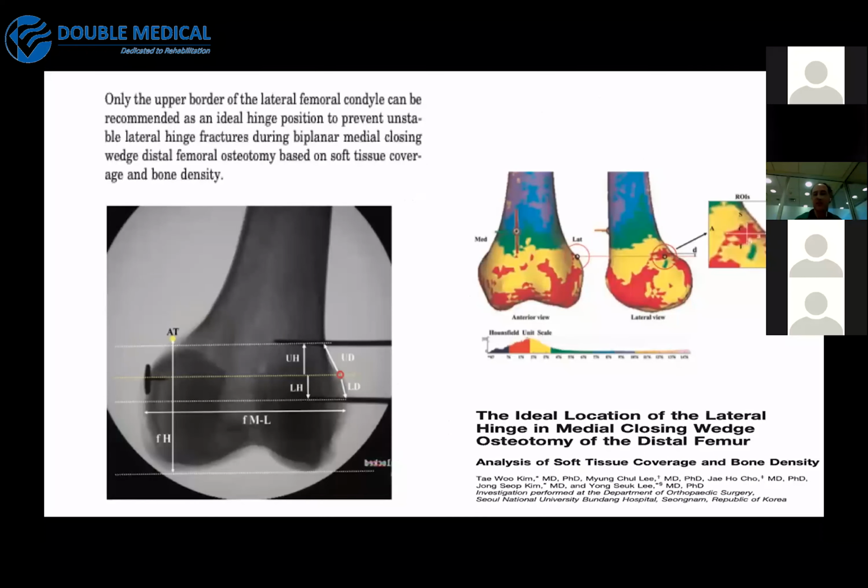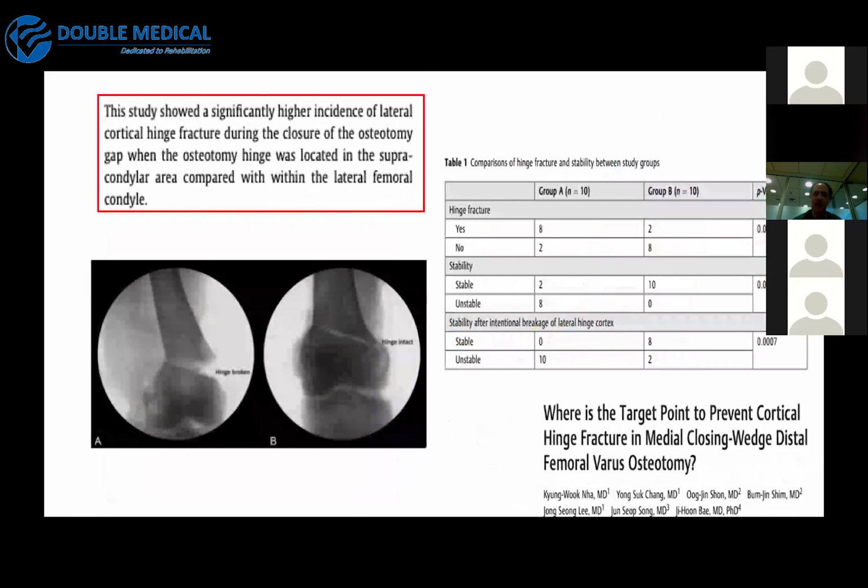But in the femur, we got the same feature. This cadaveric model told us that the ideal point to do a closing wedge femoral osteotomy is up to the femoral condyle, so it will be easier to do the fracture and to do the osteotomy. But this is cadaveric. And in the clinical setting, this other group from Korea also found that if we take a point higher on the lateral femoral condyle as a hinge, this will increase the rate of fractures, and this will increase the rate of instability of the osteotomy, as we see in the left image.